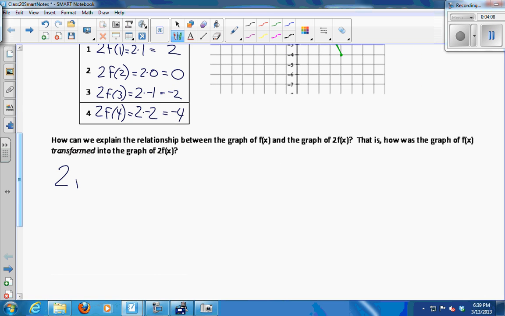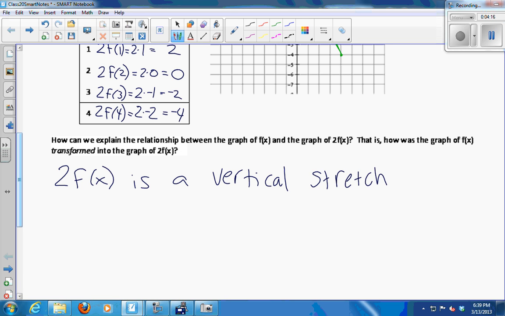So 2 f of x is a vertical stretch of f of x. Vertically stretched it. And that's going to be true anytime you multiply f of x by something that's bigger than 1, right? Because when you multiply, you have to multiply by something bigger than 1 to get a bigger answer. If you multiplied by a fraction, something between 0 and 1, that would squish your graph. It would make all your y coordinates smaller. We'll do an example of that in a second.